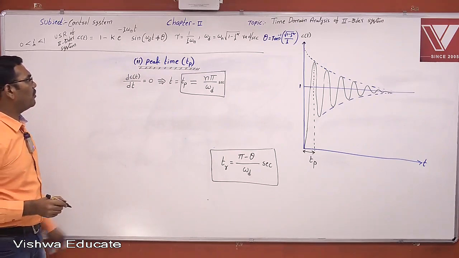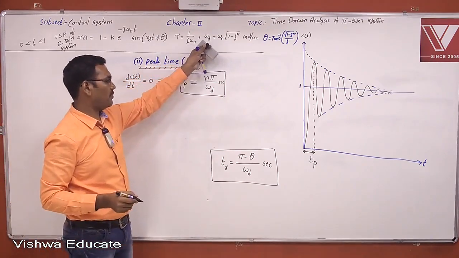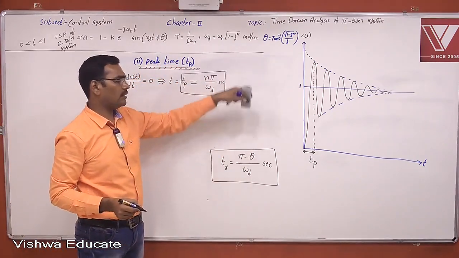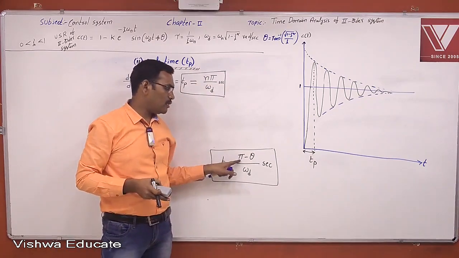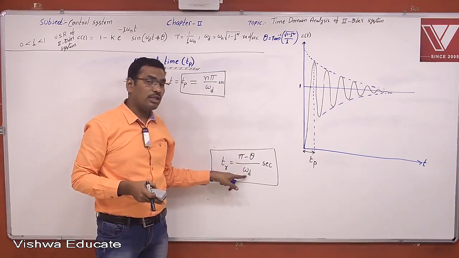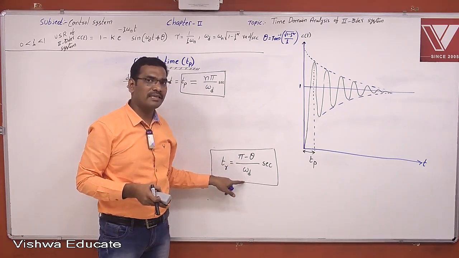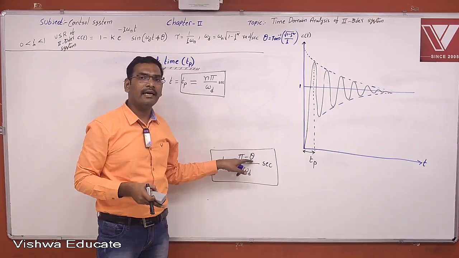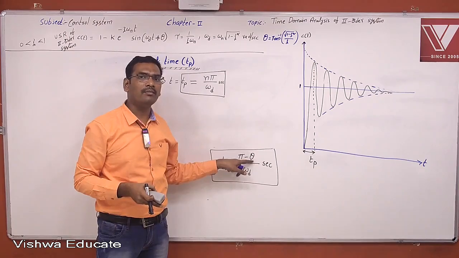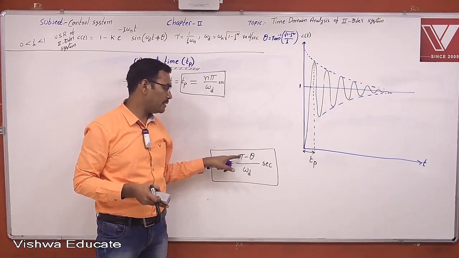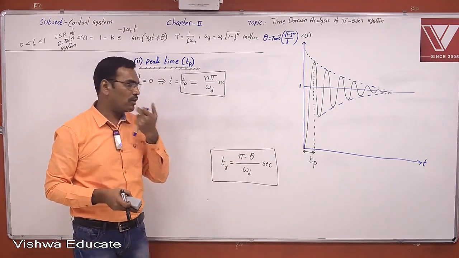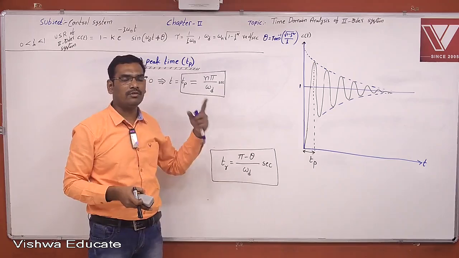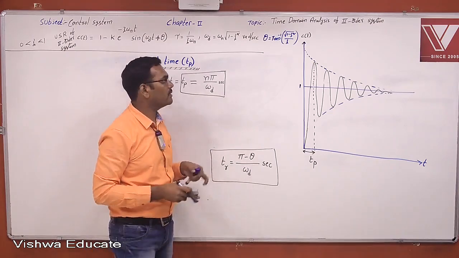Here omega d is the damped frequency of oscillation, and theta is known to you. One important point: this pi is in radians, and this omega is in radians per second. Therefore, calculate theta in the calculator with the mode set to radians, because radians cancel and the result is in seconds. Don't calculate theta in degrees, or you will get a wrong answer. This is in terms of radians.